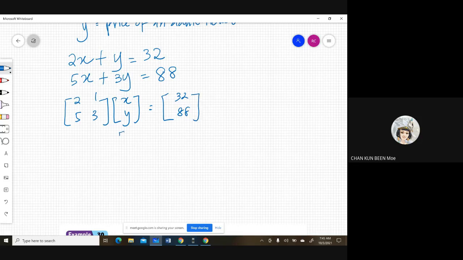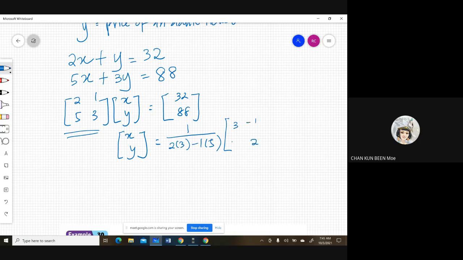Then we are going to look for x, y as usual. It is the inverse of the matrix A here. So it is 1 over 2 times 3 minus 1 times 5, and then this one, change it. The a, b, and c, d over there becomes 3, negative 1, negative 5, 2. Multiply by 32, 88.